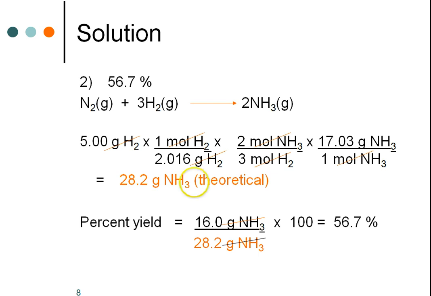According to the problem, that's not what you got though. You only got 16 grams, so that must be your actual amount. 16 divided by 28.2 multiplied by 100 will then give you 56.7%, and that is your percent yield.